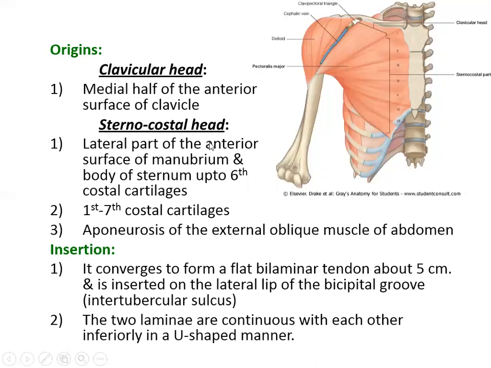Then if we go to the sternal head, this is the sternum. So this becomes the sternal head. It will take origin from the lateral part of the anterior surface of the manubrium, as you can see here. So this is the lateral part of the sternum, anterior surface, and the body of the sternum. This is the manubrium sterni, this is the body of the sternum. There are three parts of the sternum: manubrium sterni, body of the sternum, as well as the xiphoid process. So it will take origin from both the manubrium as well as the body of the sternum from the lateral part, up to the sixth costal cartilages.